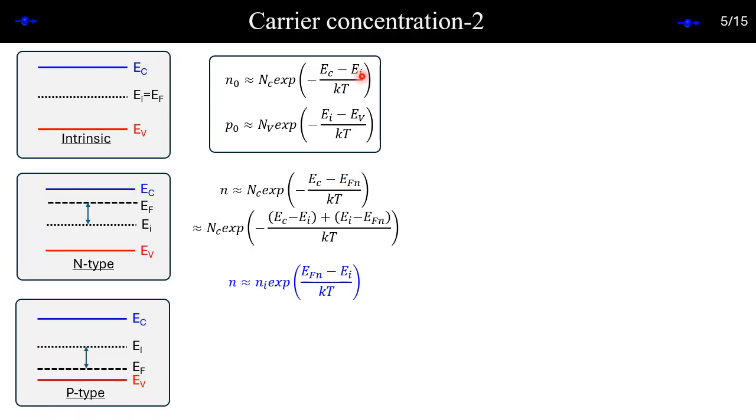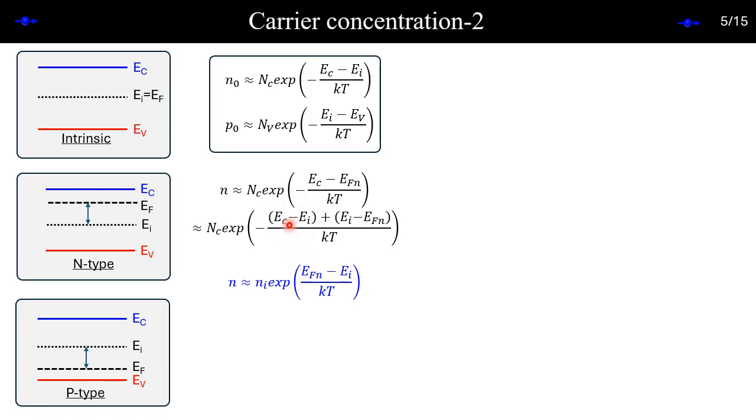So for n-type material, I can write the same expression here. You see, instead of EI, I'm writing EFN, N for n-type material. Is it okay? So now what I'm doing, I'm just writing EC minus EI and EI.